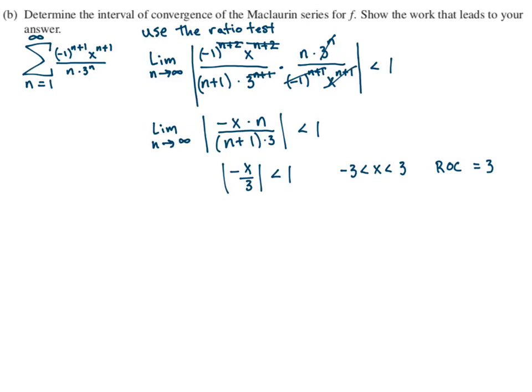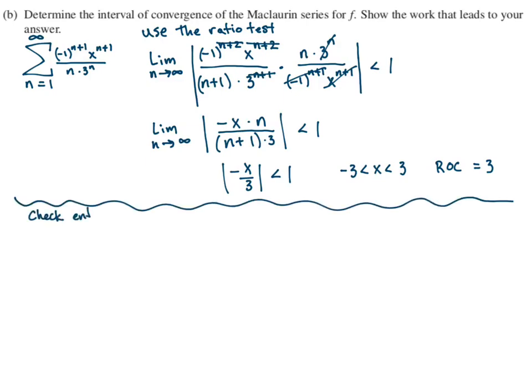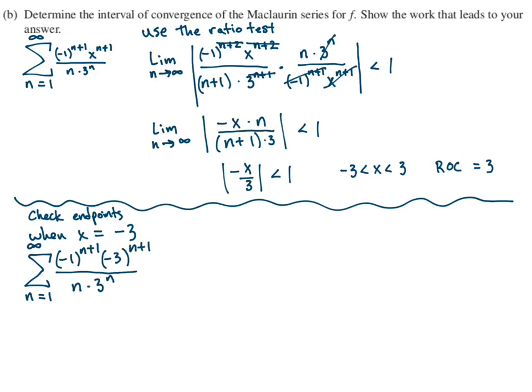And now we've got to check both of the endpoints, so that's what we'll do next. Check both the endpoints by plugging in x equals negative 3 for x, and then x equals positive 3. We're basically seeing if those can work, or if the series will converge at those endpoints. We know it works for everything in between, but we're going to check those endpoints.